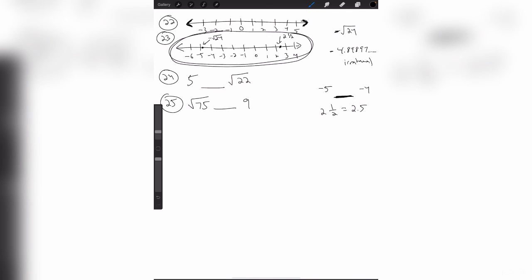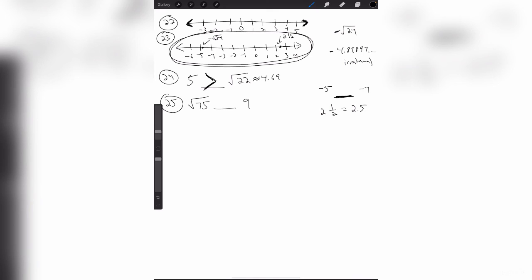I type in a calculator, and it gives me the square root of 22 is 4.69, and it just keeps on going forever and ever, right? So I'm just saying it's about 4.69. That's what those curly equal signs mean. That curly means it's about, approximate. So it's about 4.69. Is 4.69 greater than 5? No. So we want the mouth to open up towards the bigger one. So 5 is greater than the square root of 22.